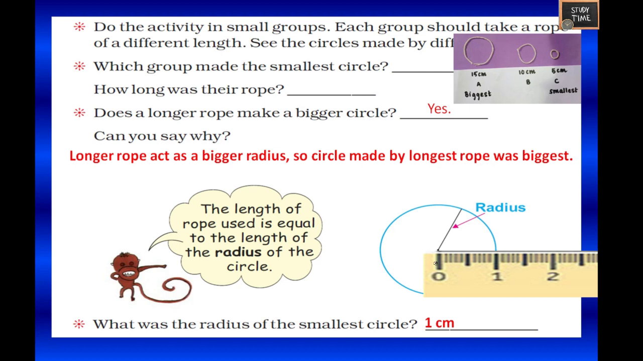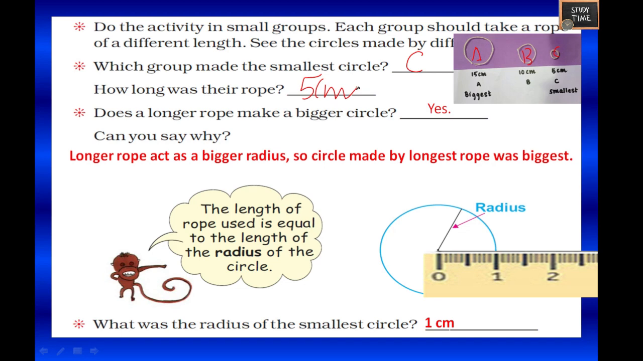Next we are going to discuss the questions given here. Here you can see A, B, C made circles with the rope. Which group made the smallest circle? So the smallest circle is made by C here. How long was their rope? Their rope was 5 centimeter.